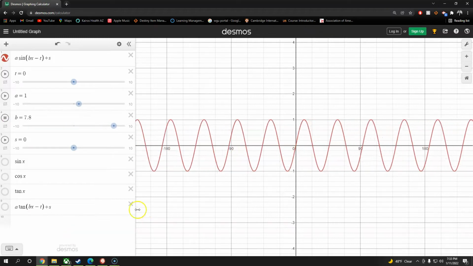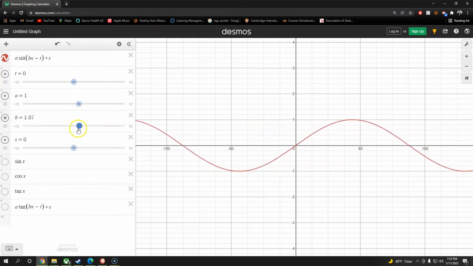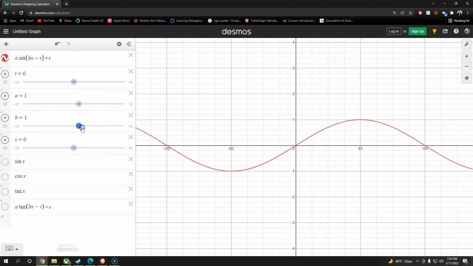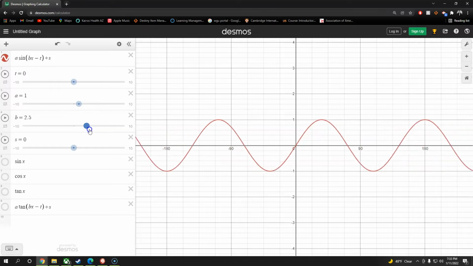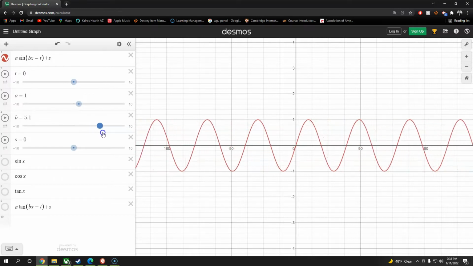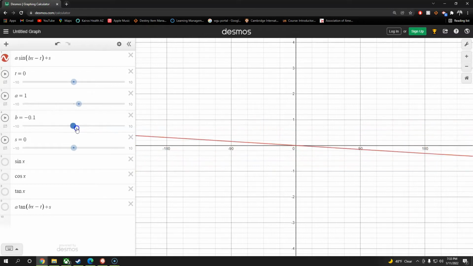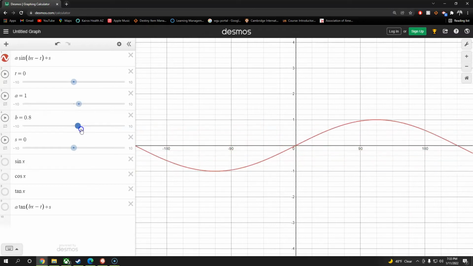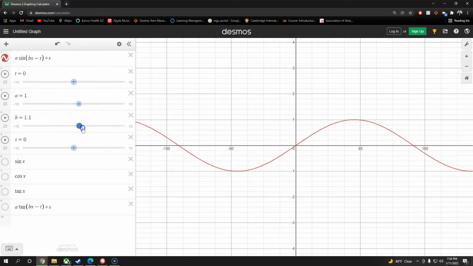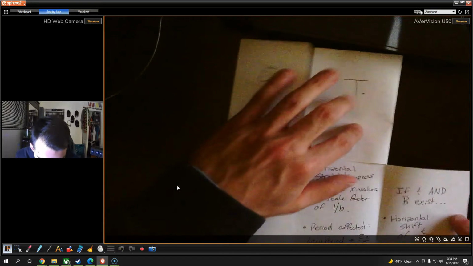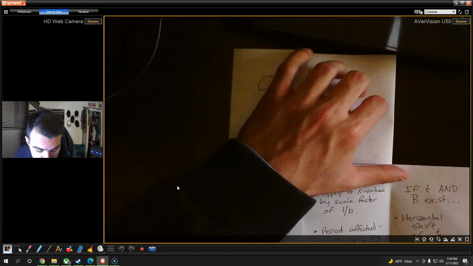But it's a little bit unique because it's not as obvious what's going on, because it's not multiplying by a scale factor of b. As b gets bigger, it's actually compressing it and getting it smaller. Whereas if it's a smaller b value, less than 1, it actually starts to stretch out.